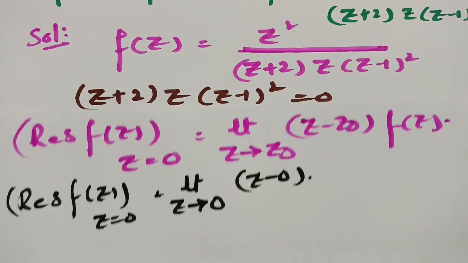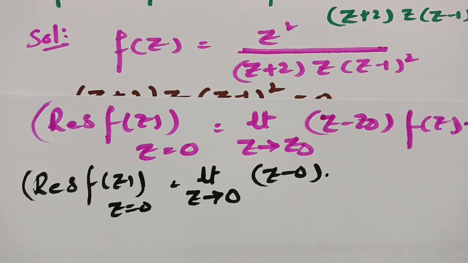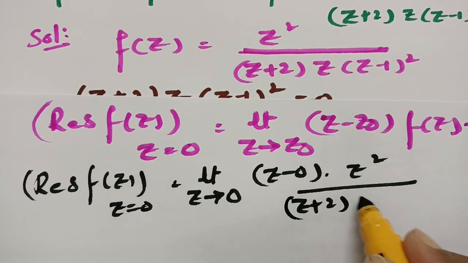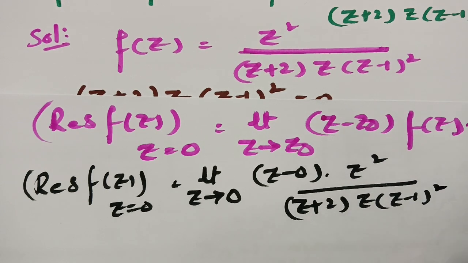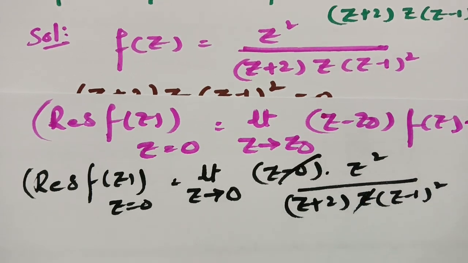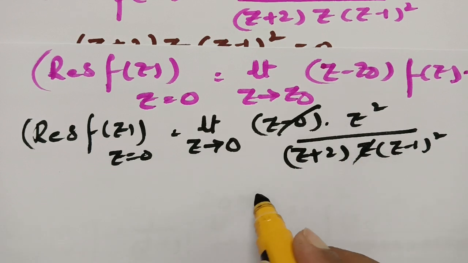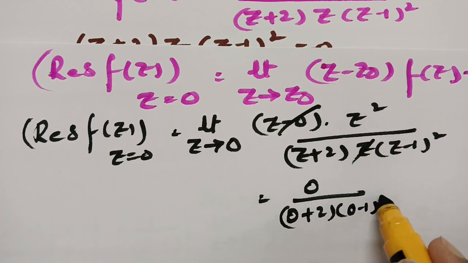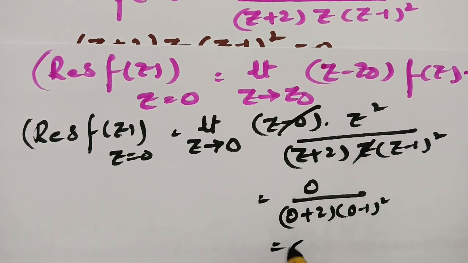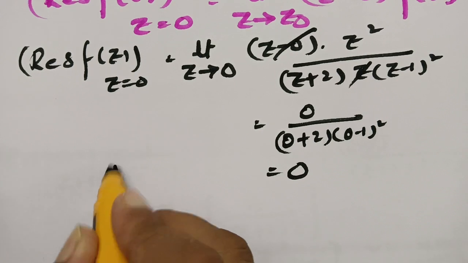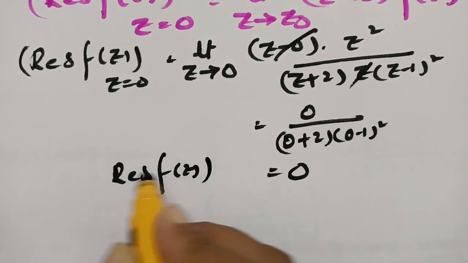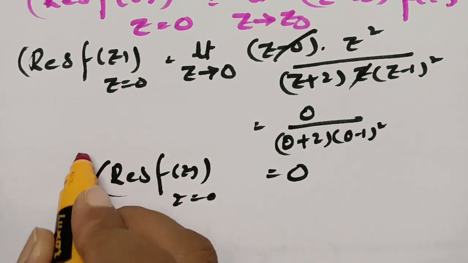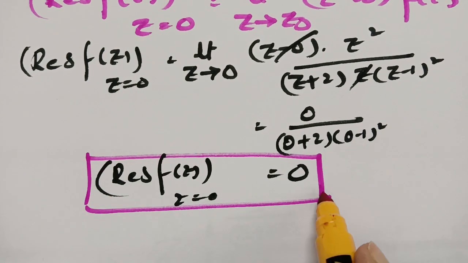So what is the function value here? The function value is nothing but z square into z plus 2 into z into z minus 1 square. So if I cancel the single z here and substitute 0 value, this will be 0 by 0 plus 2 into 0 minus 1 square. 0 by anything, the value here is 0. And therefore, we got the residue of the function f of z at point z is equal to 0 as 0. The residue value at point z is equal to 0 is 0.